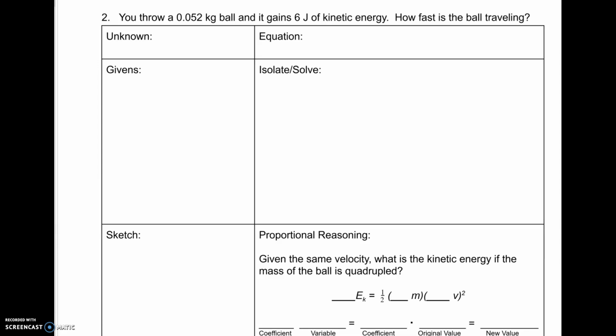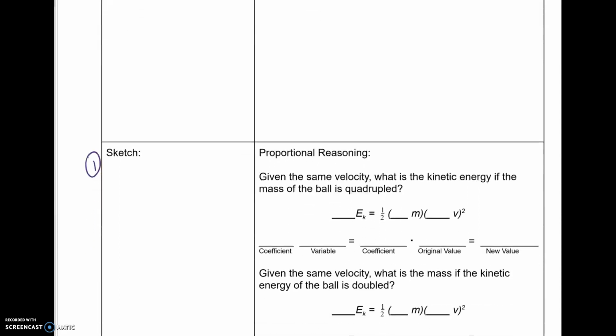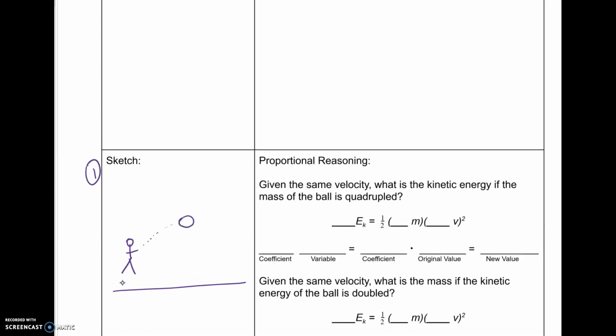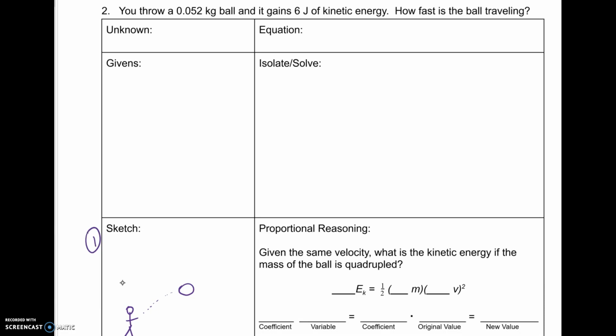So you throw a 0.052 kilogram ball and it gains 6 joules of kinetic energy. How fast is the ball traveling? So step 1, we're going to draw our sketch first, okay? So here's the ground, here's the person. Well, the person is ideally touching the ground and is throwing a ball, okay? And it gains 6 joules of kinetic energy. How fast is the ball traveling?